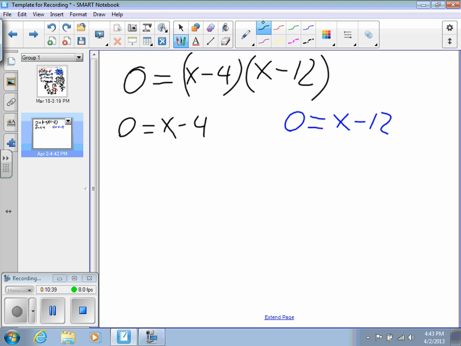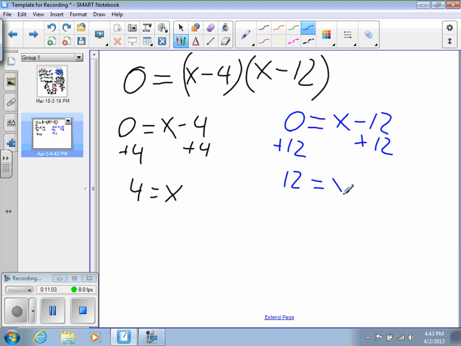Okay, so let me go ahead and I'll solve this one. We're going to add 4 to both sides, leaving me with 4 equals x, which is of course the same thing as x equals 4. And over here, I'm going to add 12 to both sides, leaving me with 12 equals x. Again, same thing as x equals 12. So now, when I do my check, I have not one but two problems that I need to put into that check.